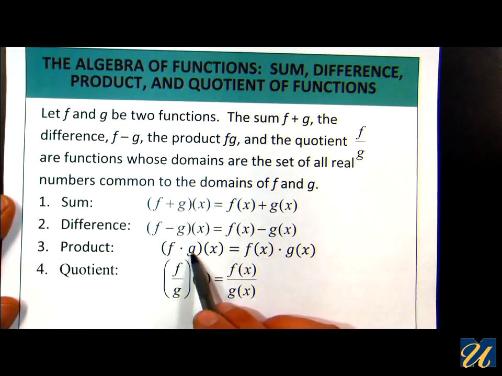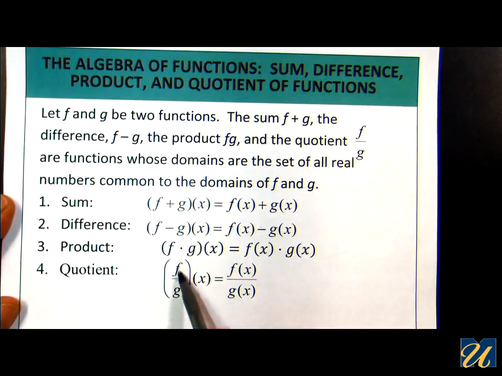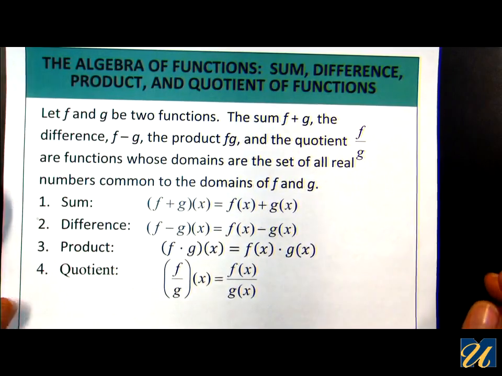So f times g evaluated at x simply means take the product of the two individual functions. And the quotient, written in this cumbersome way, just means to take the function f divided by the function g. So let's do some specific examples.